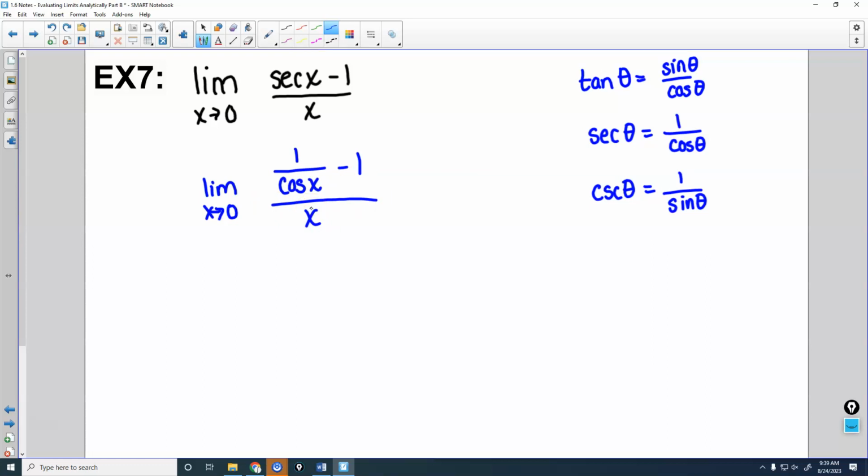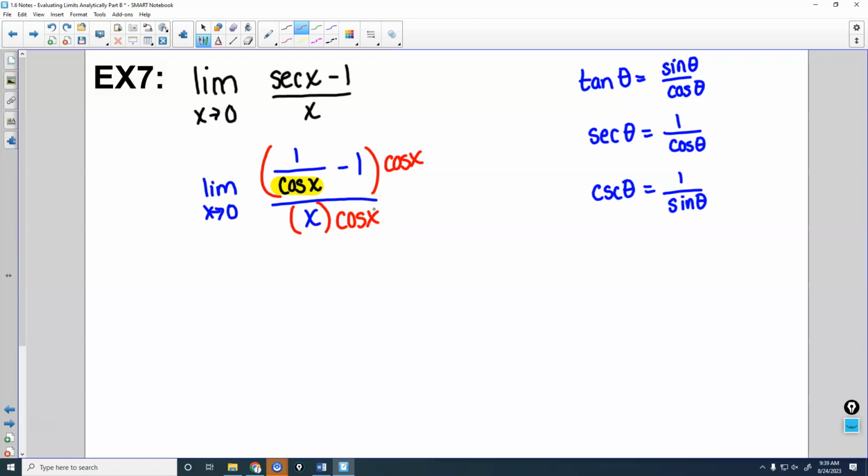Now, when we have complex fractions, there's a couple ways we can deal with them. One thing we can do is get a like denominator in the numerator part, and then flip and multiply. There's another way that I really like to use whenever you only have one single denominator, and that is, I could multiply this whole numerator by cosine x, and then I could multiply the denominator right here by cosine x.